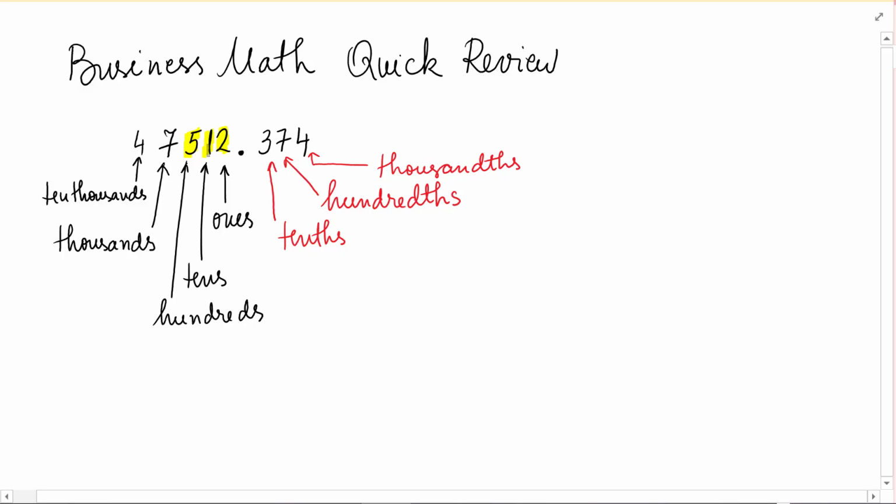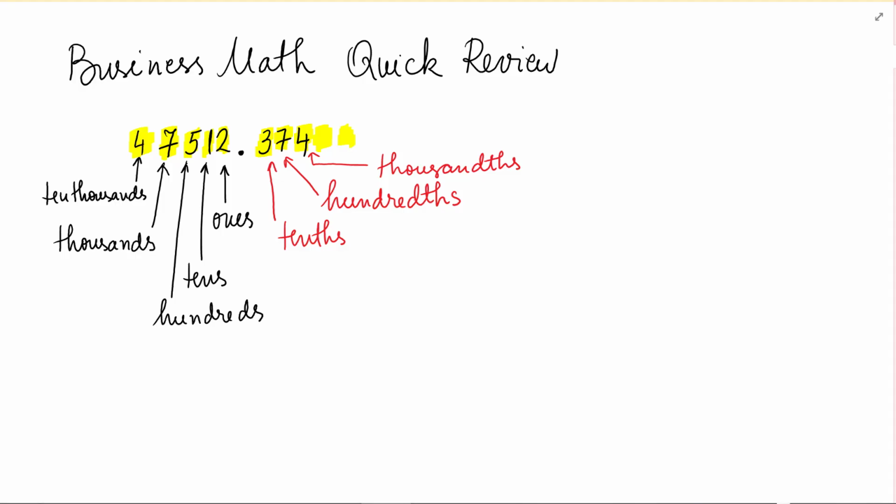Because this is 512, right? The position where 7 is thousands. The position where 4 is 10,000, because in these positions you can have different digits. Also, after the decimal point, we have the position of these 3, so where we put the first digit after the decimal point, is called the tenths. Then the 7 here, the second position after the decimal point, it's called hundredths. And the third position is called thousandths. And of course, we can have more, like 10,000s, then 100,000, and so on.